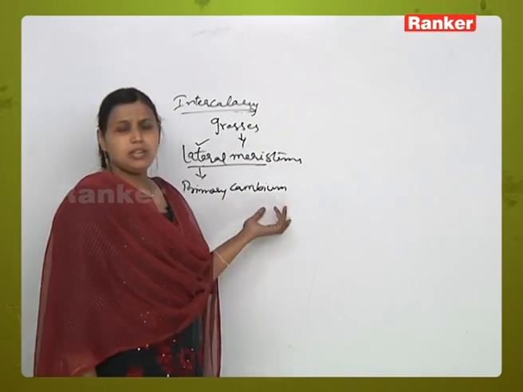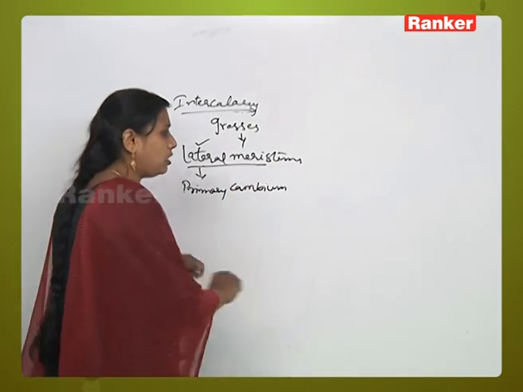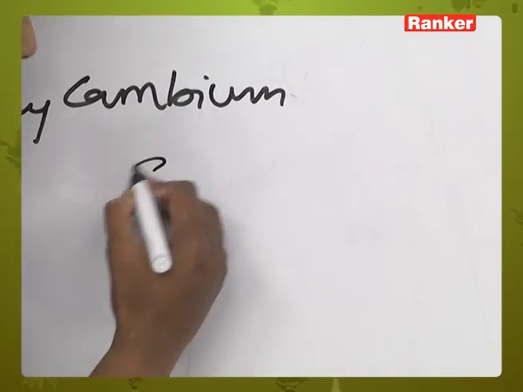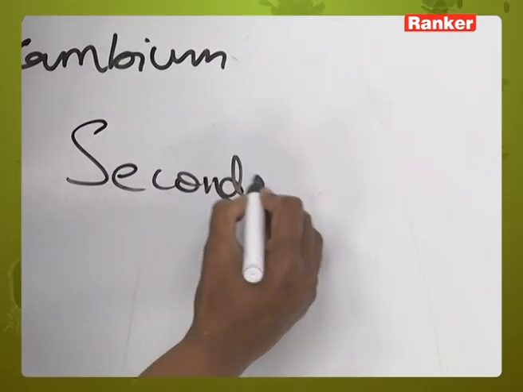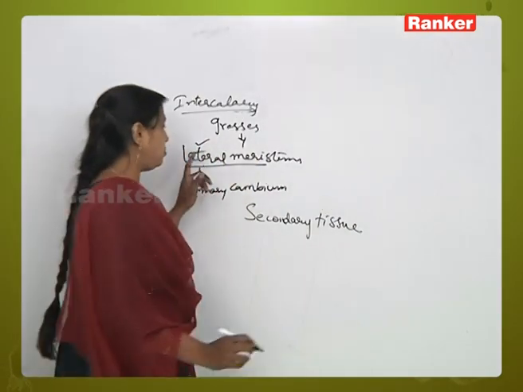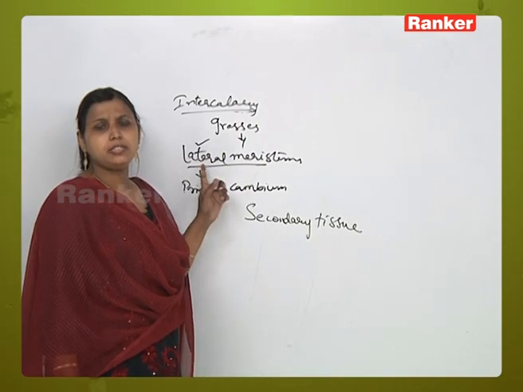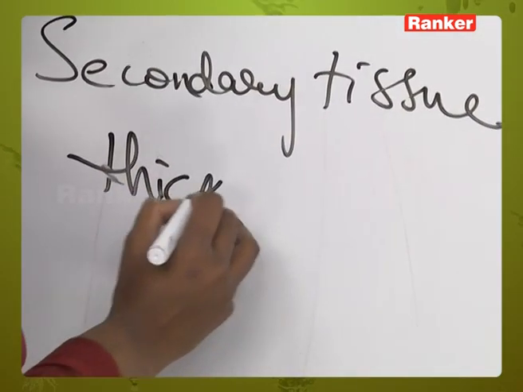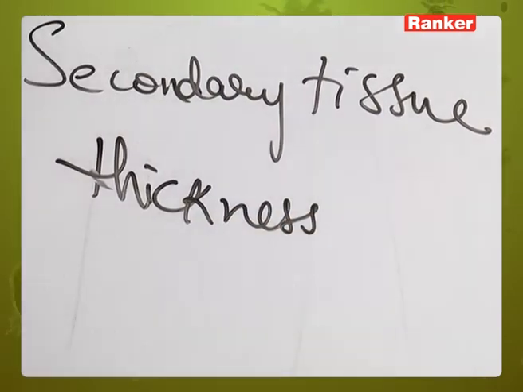Now these are the tissues which are responsible for the secondary growth, for producing the secondary tissue. They are responsible for producing the secondary tissue, and this lateral meristem also helps in giving the thickness of the plant. It gives thickness to the plant.